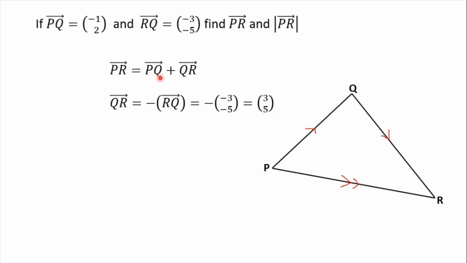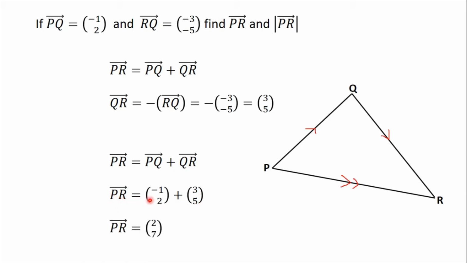So we now have PQ, and we now have QR, so we can find PR. PR is equal to PQ plus QR. PQ is -1, 2, plus QR, which is 3, 5. So PR is equal to -1 plus 3, which will give us 2, and 2 plus 5, which will give us 7. So the vector PR is equal to 2, 7.